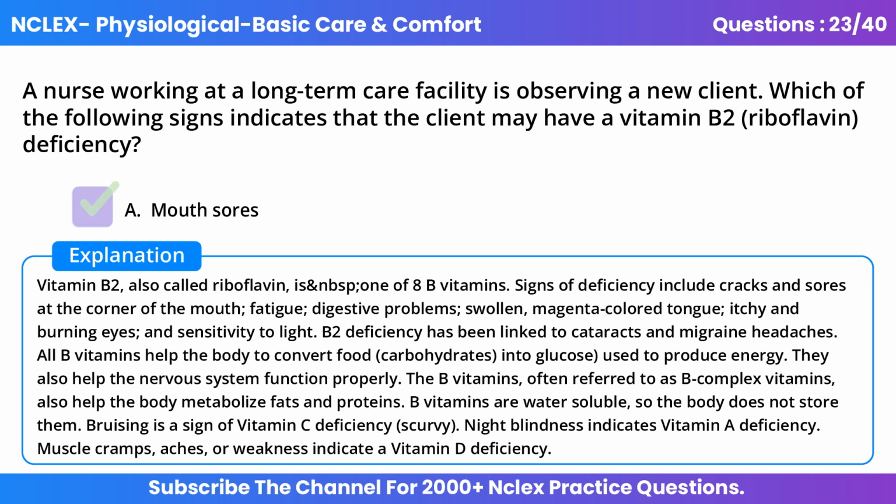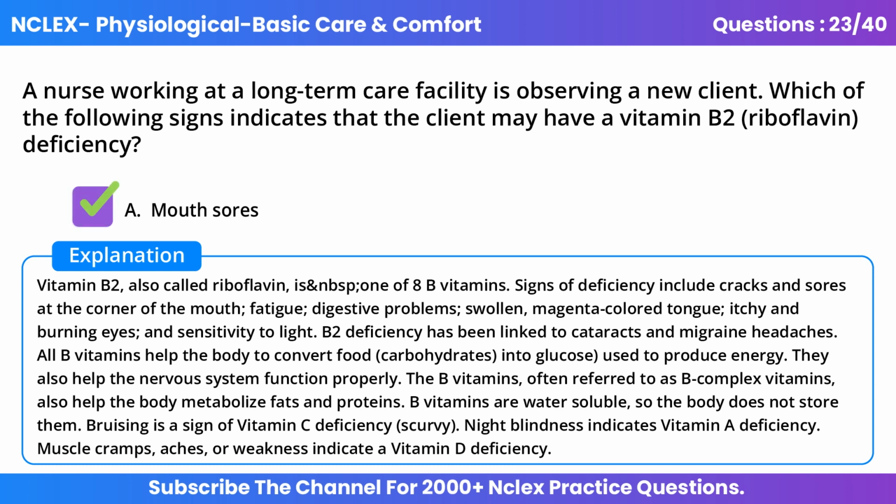B2 deficiency has been linked to cataracts and migraine headaches. All B vitamins help the body to convert food, carbohydrates, into glucose, used to produce energy. They also help the nervous system function properly. The B vitamins, often referred to as B-complex vitamins, also help the body metabolize fats and proteins. B vitamins are water-soluble, so the body does not store them.